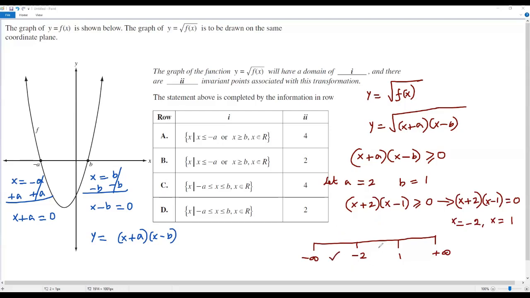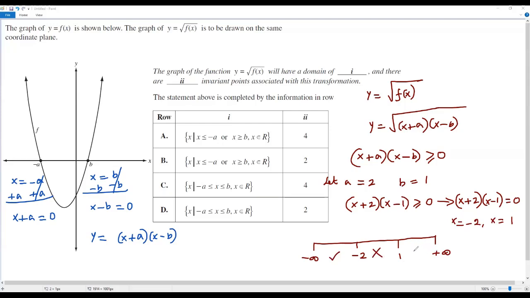Now let's take a random value in the second interval, between negative 2 and positive 1. I think I can consider 0. If I plug in x equal to 0, the first factor, 0 plus 2, is 2, and the second factor is negative 1. So 2 times negative 1 is negative 2, and negative 2 greater than or equal to 0 cannot be accepted, because any negative value cannot be greater than 0. So the interval from negative 2 to 1 does not work.